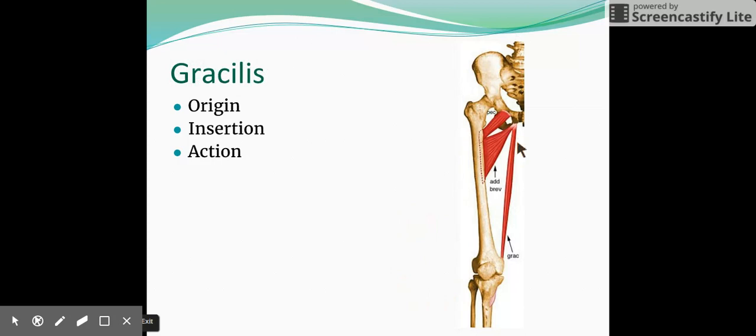Next, we have the gracilis, and it's a really thin muscle. It's really long. Its origin is here on the pubic symphysis and on the pubis. Its insertion is all the way down here on the tibia. It's a really long muscle. Its action is to flex the knee. It also adducts the thigh and helps to medially rotate the tibia on the femur. It has quite a few jobs. But if you know that it flexes the knee, I will be happy with that.